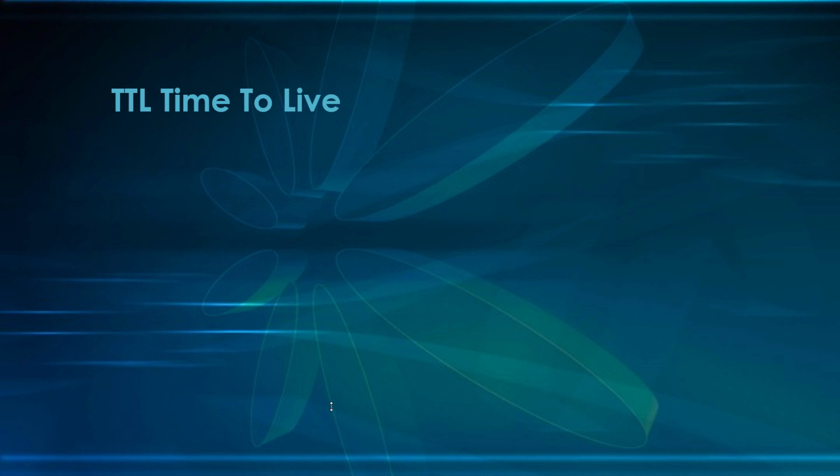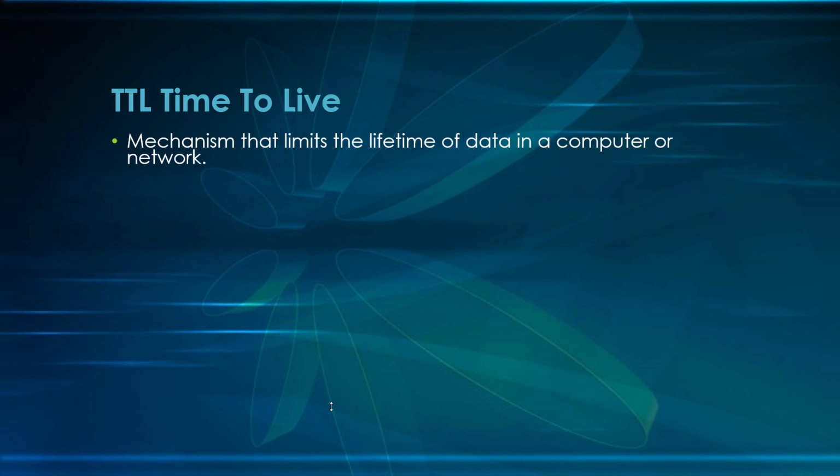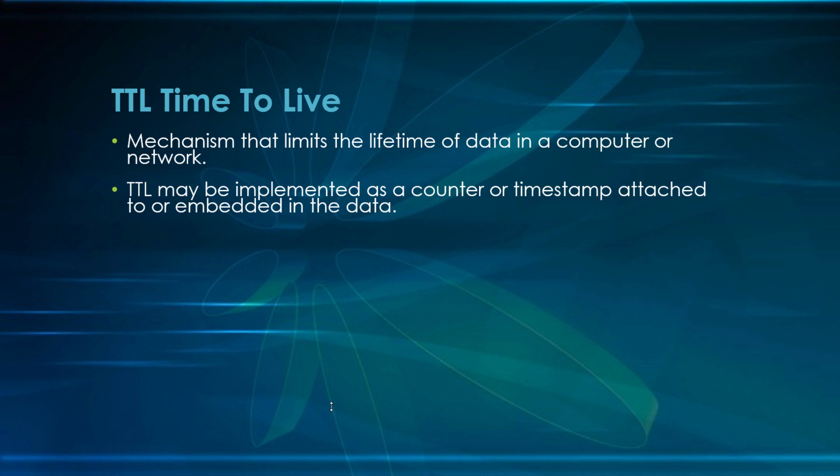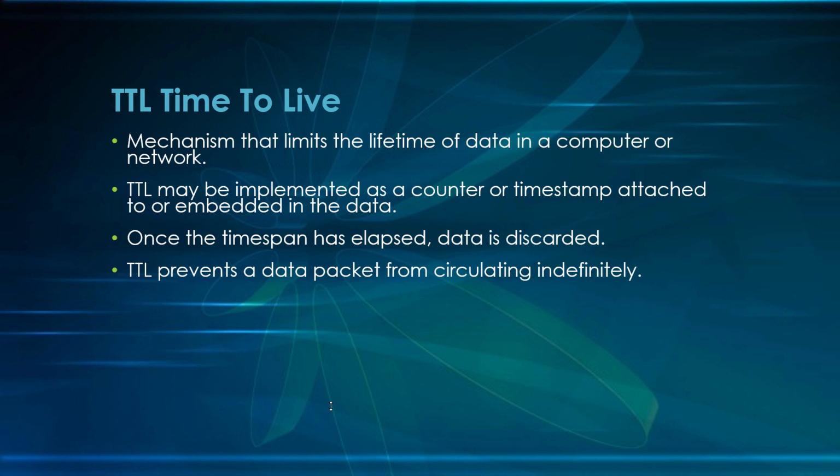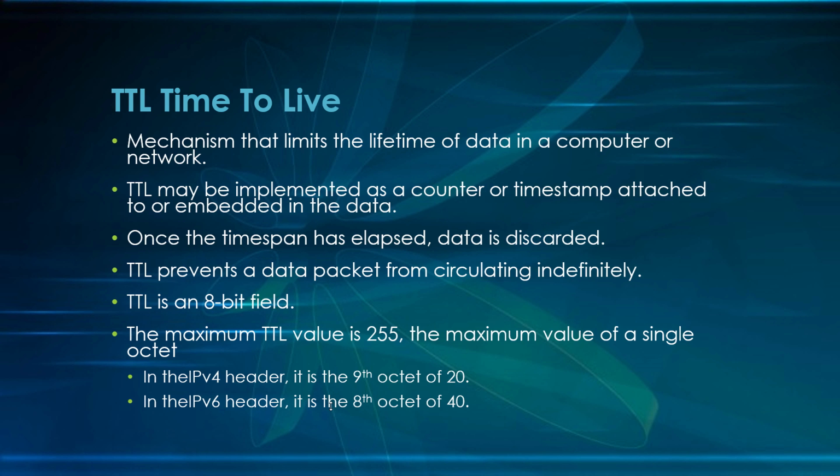We have the TTL, or time to live, which is a mechanism that limits the lifetime of data in a computer or network. The TTL may be implemented as a counter or a timestamp attached to or embedded in the data. Once the time span has elapsed, the data is discarded. TTL prevents a data packet from circulating indefinitely. The TTL field is an 8-bit field. In the IPv4 header, it is the 9th octet of 20, and in the IPv6 header, it is the 8th octet of 40.